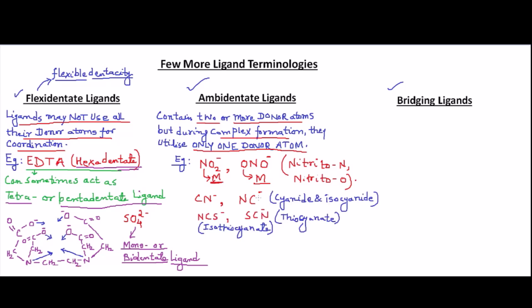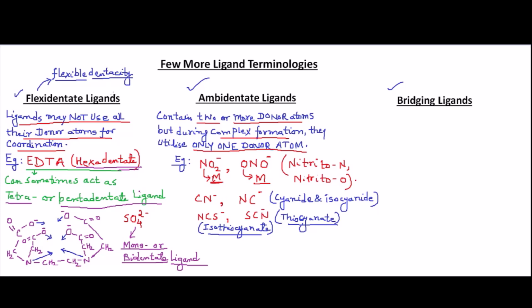Now the next example, as you can see, is the isothiocyanate and the thiocyanate ion. So it contains nitrogen and sulfur as the donor atoms. In thiocyanate, it is the S minus which acts as the donor atom, and in the isothiocyanate the nitrogen acts as the donor atom of the ligand. Although sulfur can also act as the donor atom, in forming the complexes, one donor atom is utilized. So these are a few examples of the ambidentate ligands.